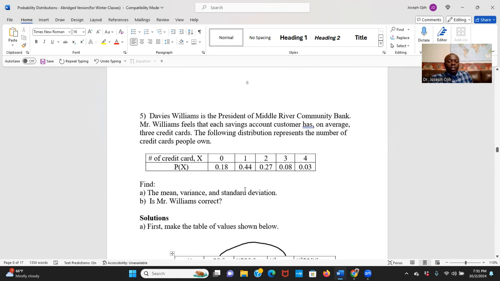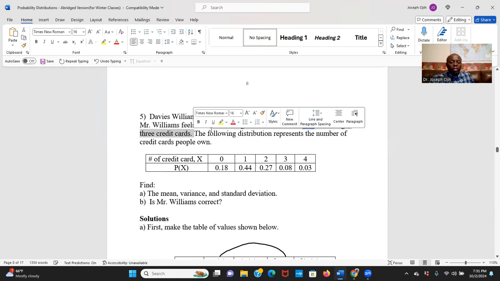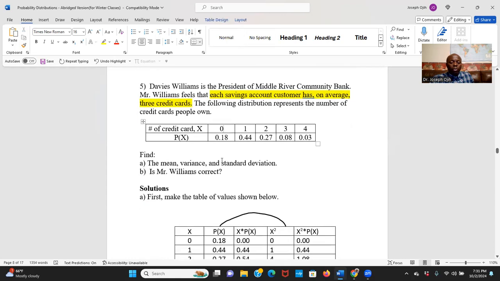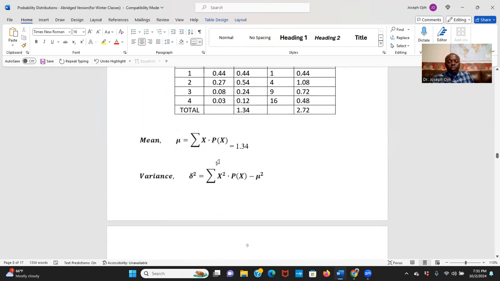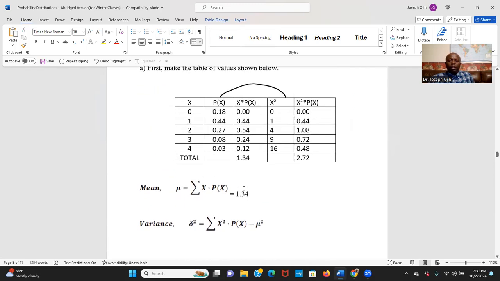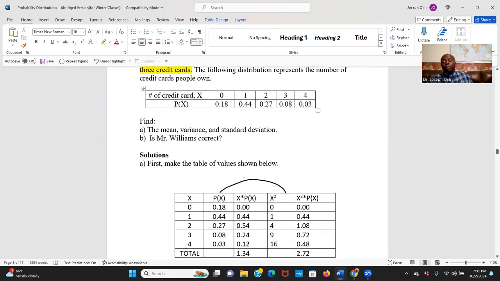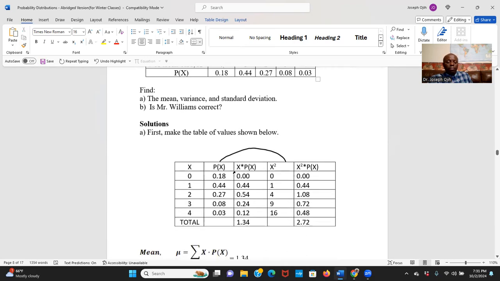But this bank president is claiming that each savings account customer has, on average, 3 credit cards. But actually, based on our calculations, what they have is 1.34. That means approximately 1 credit card. So that means that Mr. Williams' claim is incorrect.